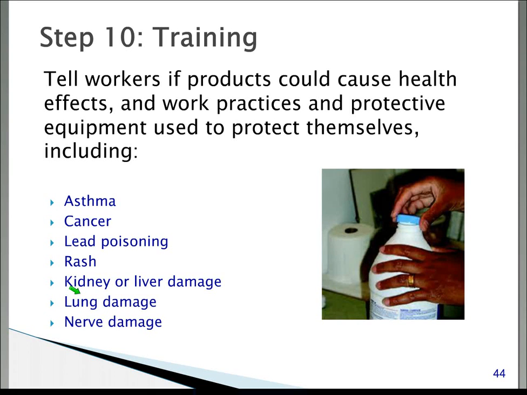Okay, so one of the last aspects of a HAZCOM program is training. You are required to inform your workers if some of the products they use can cause health effects, and tell them the work practices and protective equipment to protect themselves. So I know if for me as a worker, I would like to know if anything I handle causes cancer, causes kidney damage, causes lung damage. I'd like to know that.